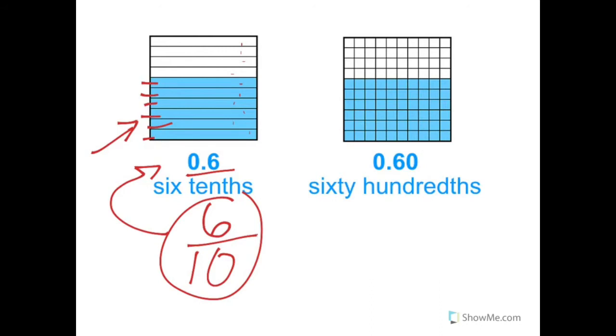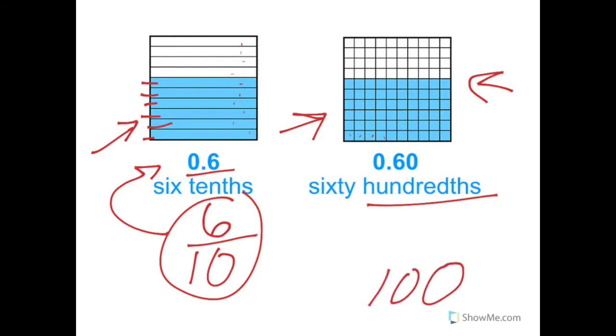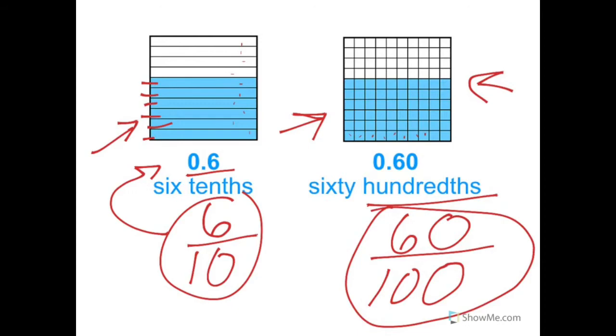If you look over here, this is the same thing. It's the exact same size, but this one is cut into hundredths. I'm not going to count them all right now, but if you counted 1, 2, 3, 4, and so on and so forth, you would count 100 total boxes. And if you counted all the ones that are colored in blue, you would see that there were 60, or 60 hundredths that are actually colored in.